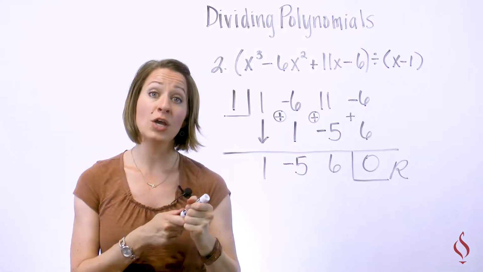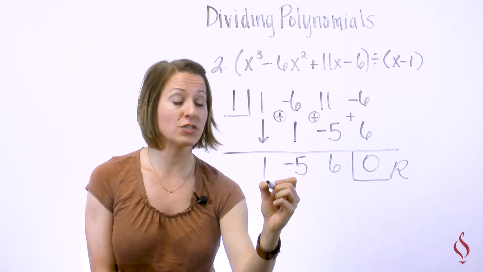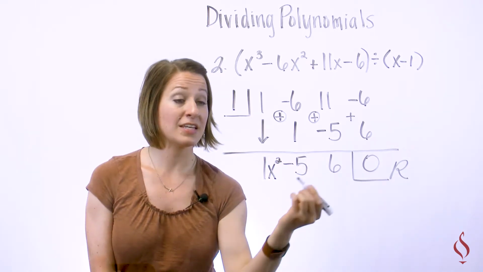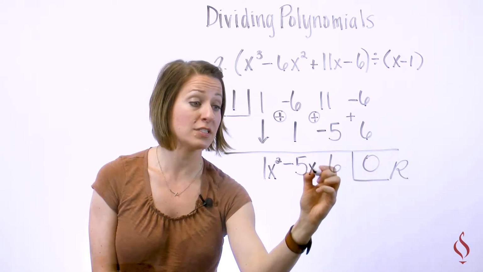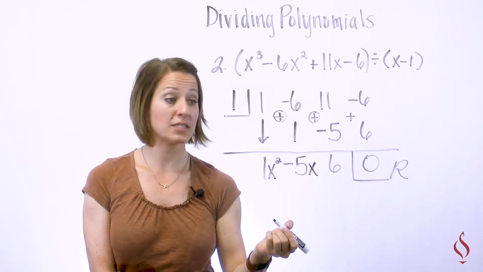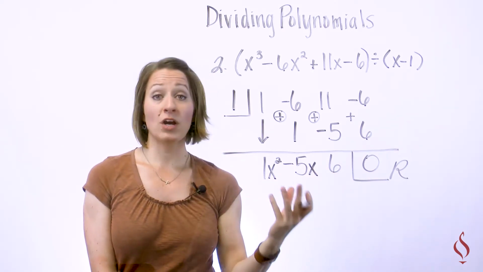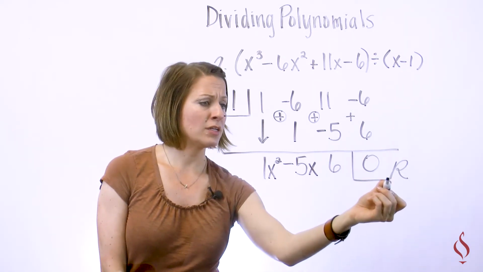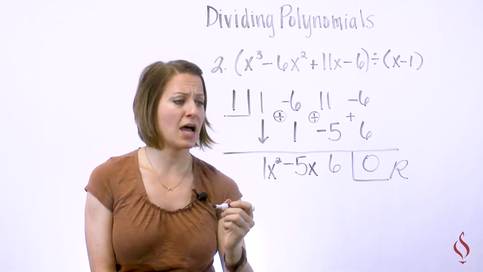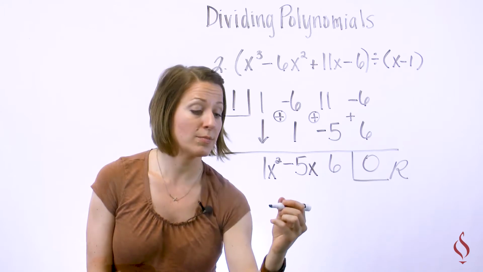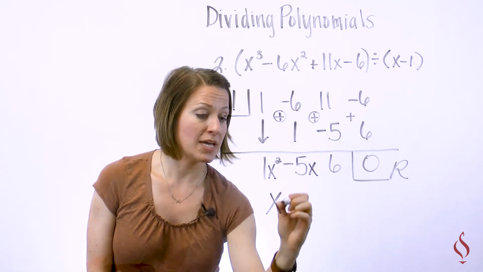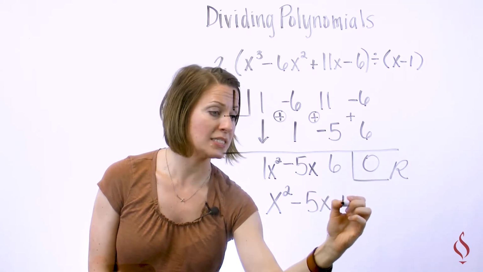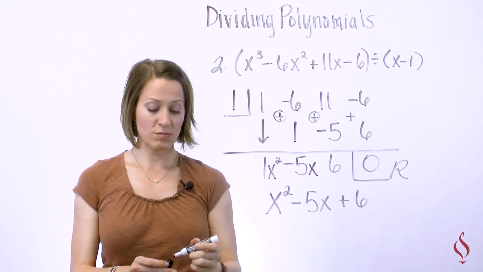So x cubed was the highest degree, so this first coefficient will be labeled as the x squared coefficient. The -5 will be the x to the first coefficient, which you can just write as x. The 6 will be our constant. It's x to the 0 power, but we don't need to write it. And then our remainder is 0. So I'm just going to rewrite this in a way that your professor would probably appreciate better. Your answer is going to be x squared minus 5x, and because this was a positive 6, we'll put a plus 6.